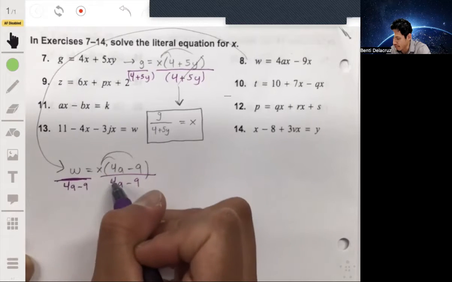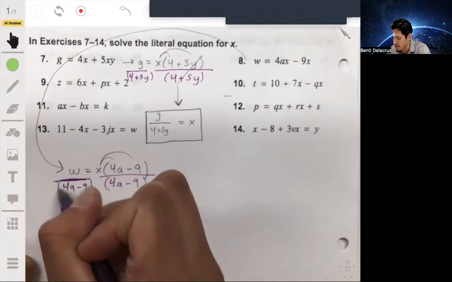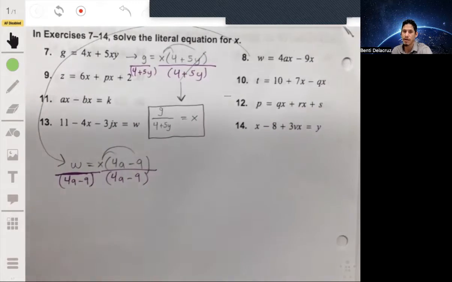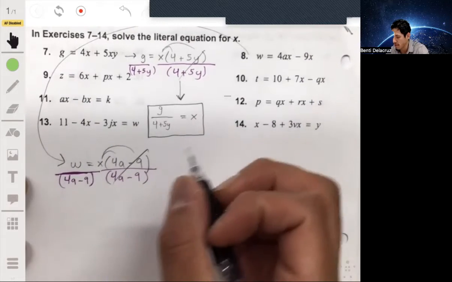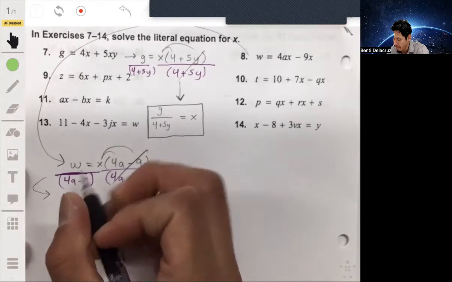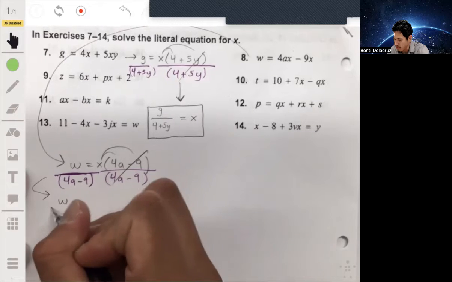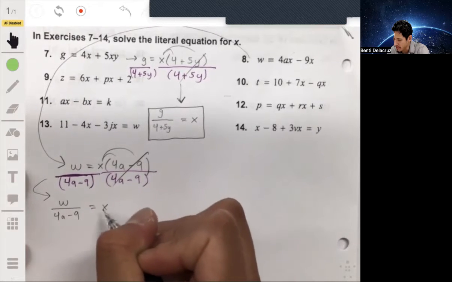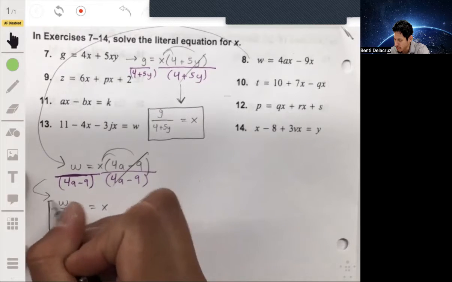You don't technically have to write the 4a minus 9 in parentheses. I like to do it because it lets me see more clearly that it's a group. And this will cancel. And then you'll get that w over 4a minus 9 is equal to x. And that's your answer.